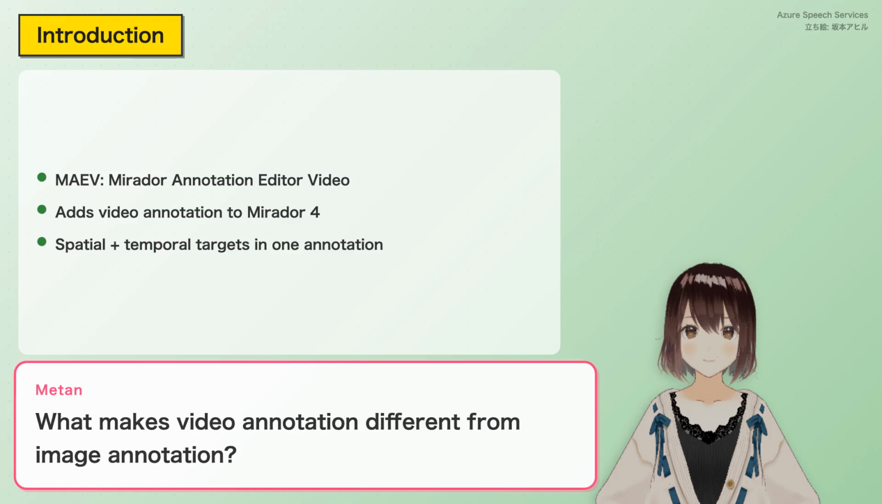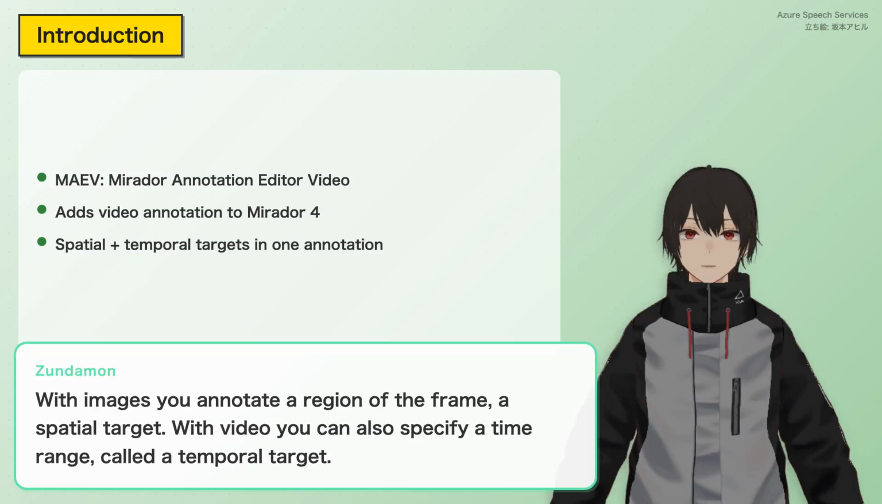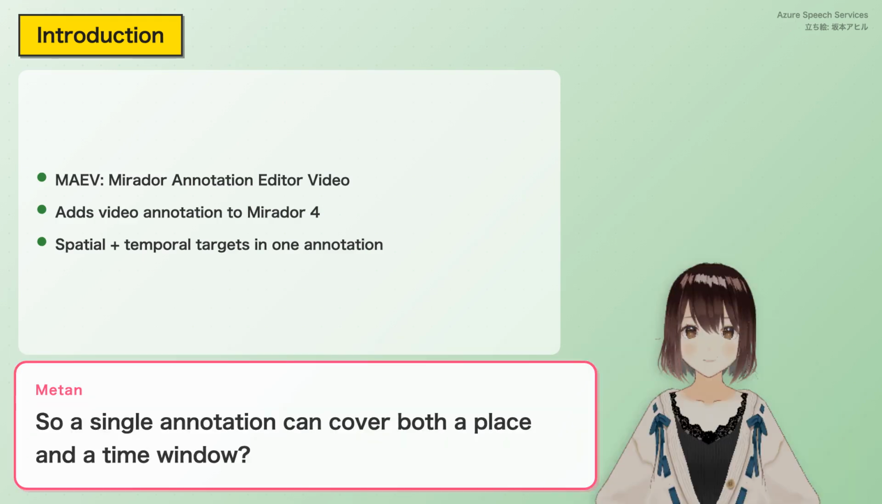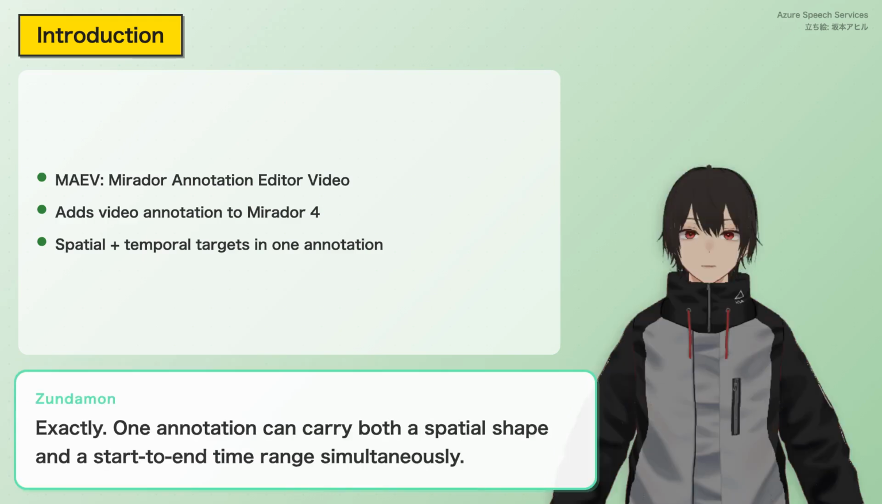What makes video annotation different from image annotation? With images you annotate a region of the frame, a spatial target. With video you can also specify a time range, called a temporal target. So a single annotation can cover both a place and a time window? Exactly. One annotation can carry both a spatial shape and a start-to-end time range simultaneously.